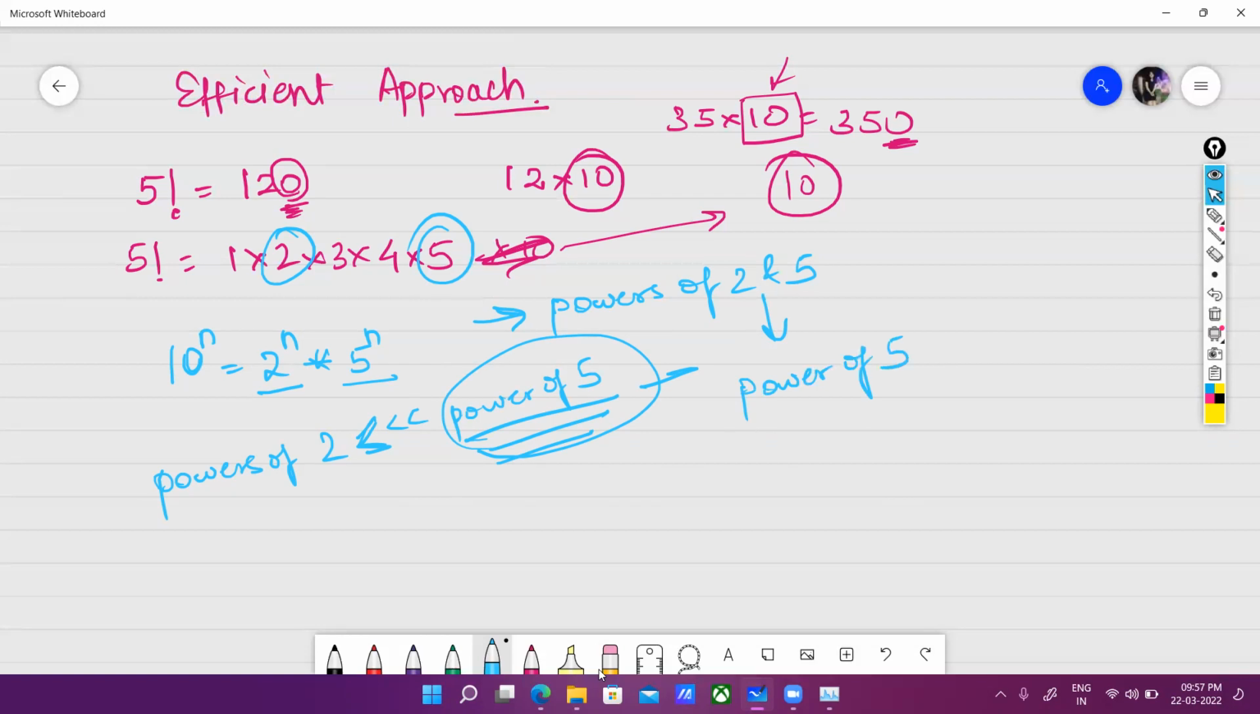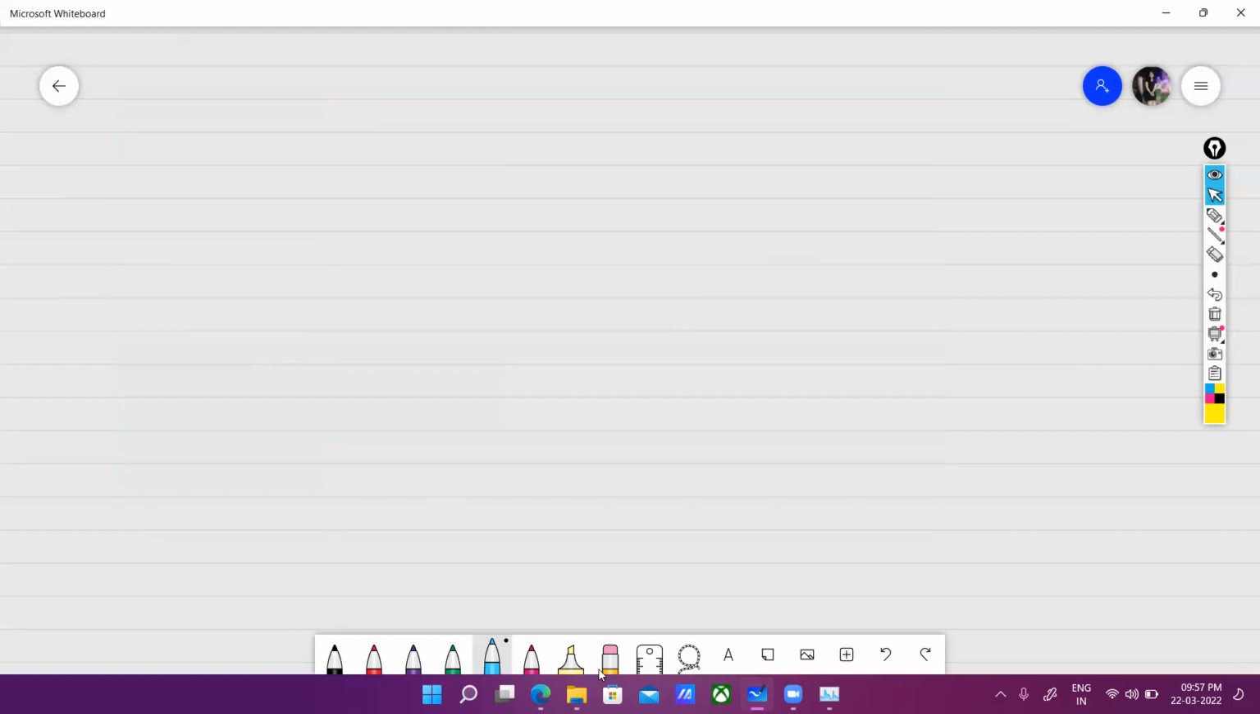Okay. Now, let me show you this. For example, if I'm taking 25 factorial, there is 1, there is 2, there is 5 also. There is 25. You observe that 25 has 5 and 5 again. There are two 5s, right? We have to find the powers.